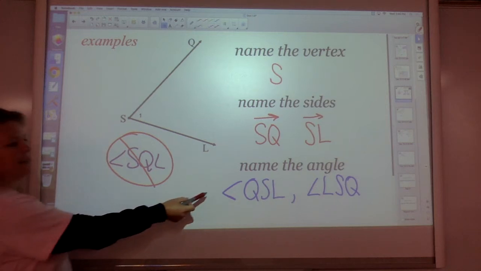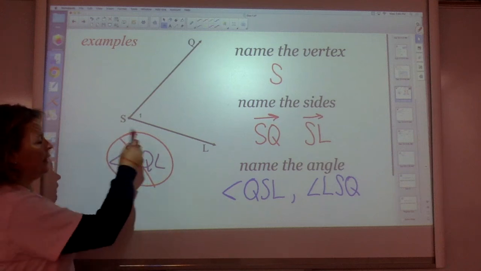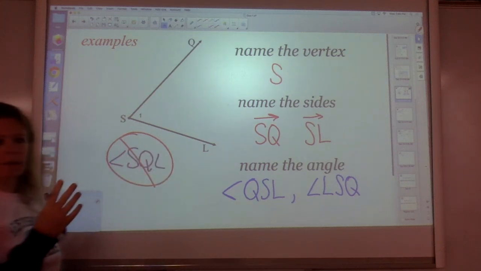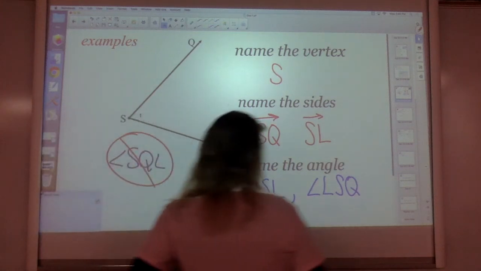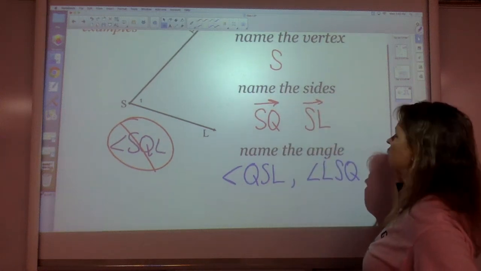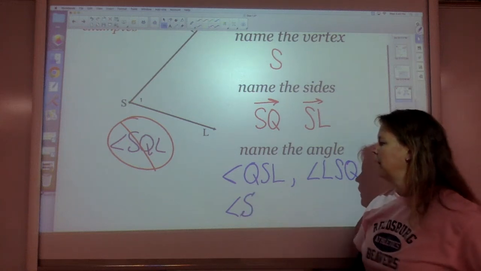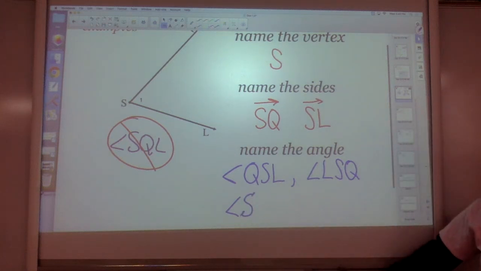Okay, so all angles have these 2 names. You can name them forward and backwards. This particular angle has 4 names because it has a shortcut. The shortcut to this angle is, if I want to, I can just call it angle S. Because that angle right there is the only angle that has a vertex at S.